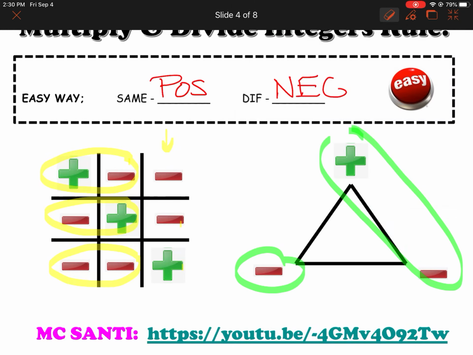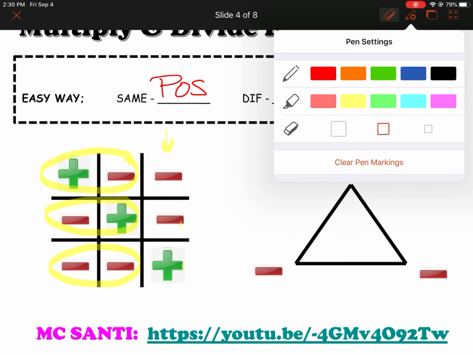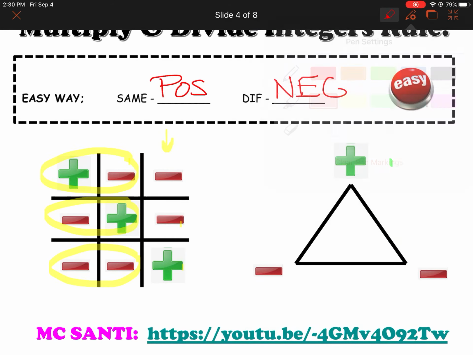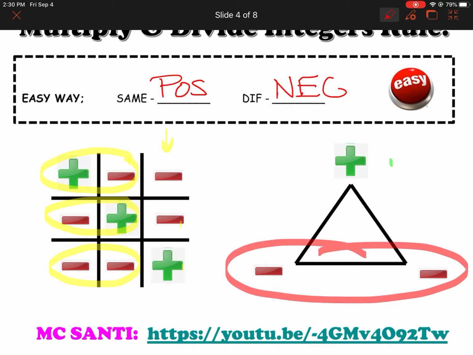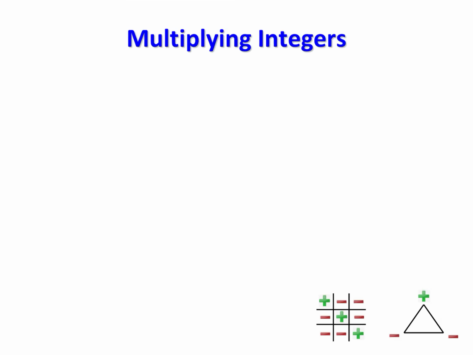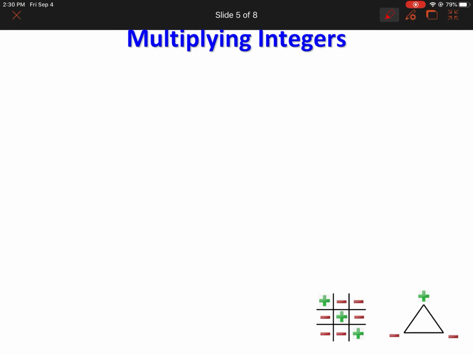If I erase that again, and if I circle my other direction, and I have a negative times a negative, that answer is going to be positive. So that's just a quick way to check when you're doing your problems. Today we're going to go through some real quick questions and just work our way through.